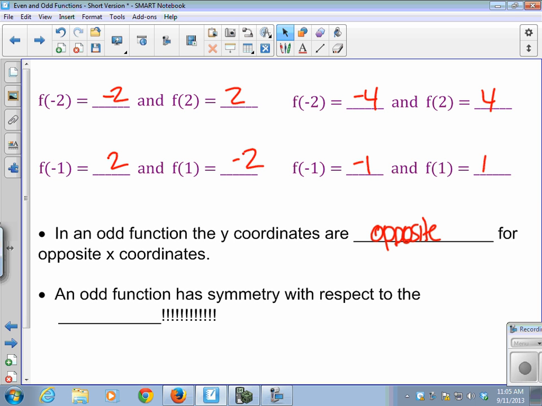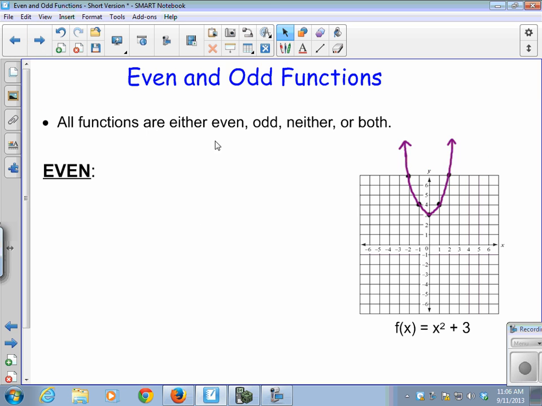And then an odd function is going to have symmetry with respect to the origin, okay? So when I think of odd functions, I think odd, origin, 0, 0. It just helps me remember that odd goes with origin because it makes that point 0, 0, the origin. Alright, so I want you to understand what an odd and even function is, but I also want you to be able to prove that a function is odd or even with algebra, and you'll need to be able to do this in calculus.